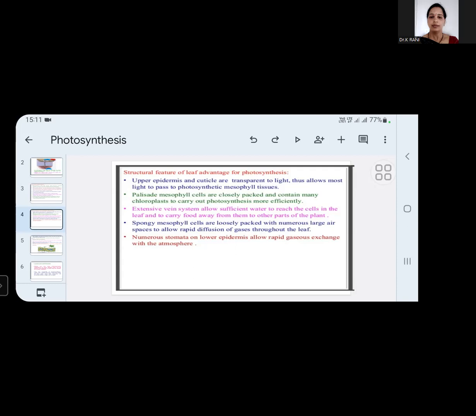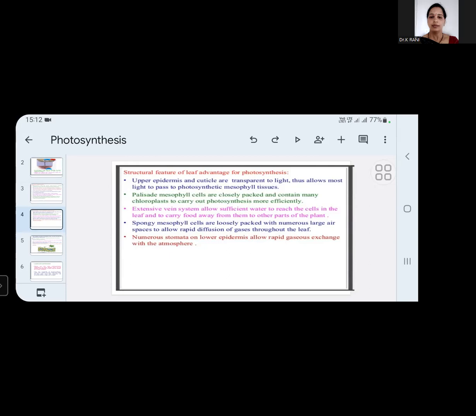In the leaf anatomy, the upper part is the upper epidermis, then the lower epidermis, and in the middle is the mesophyll tissue. The upper epidermis and cuticle are transparent to light. This allows most light to pass to the photosynthetic mesophyll tissues. I will show the diagram.